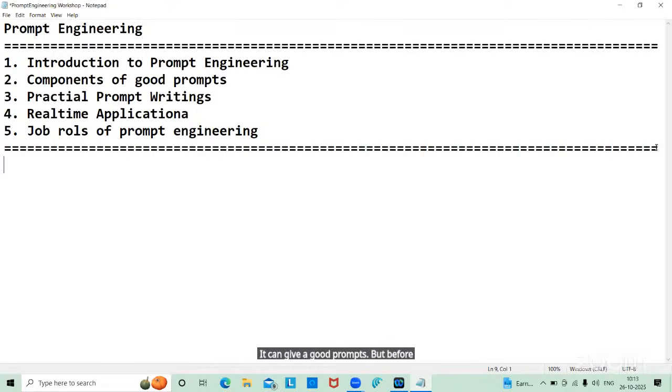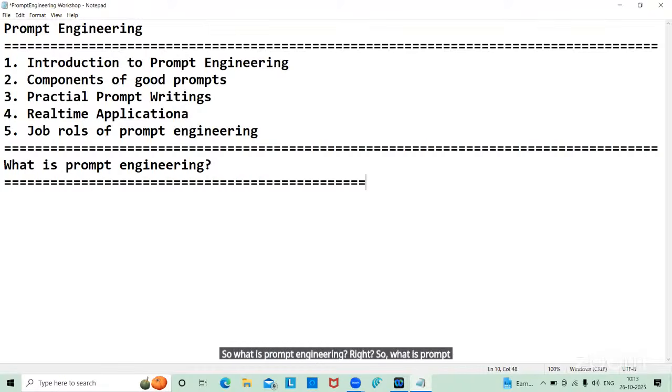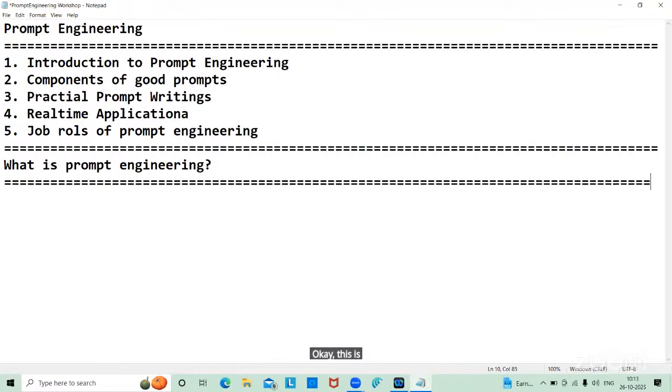But before moving into detail about prompt engineering, let me tell you what prompt engineering exactly is. So what is prompt engineering? This is the first question that comes up here.